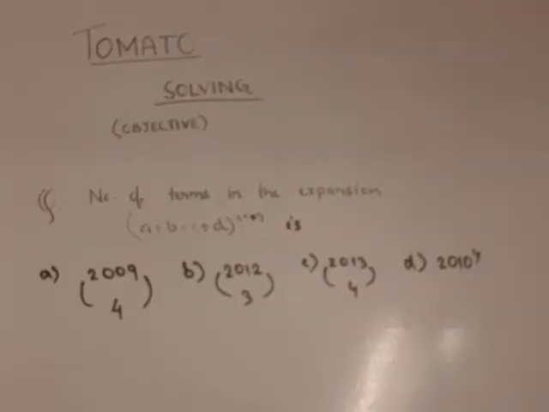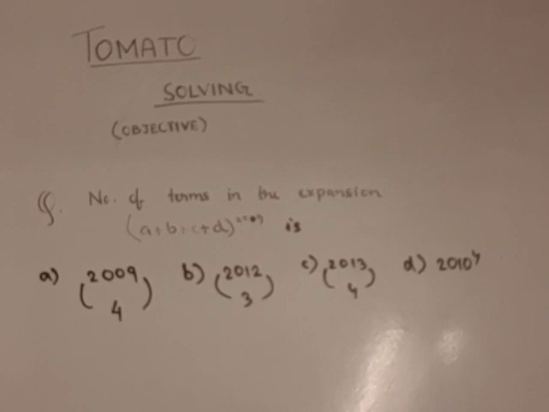So now it's time to get to our next problem of today. So this is the second problem for the day. It says: the number of terms in the expansion of (a plus b plus c plus d) to the power 2009. That is 2009, in case you are not getting it with the color contrast. Option A, 2009 C4; option B, 2012 C3; option C, 2013 C4; option D, 2010 to the power of 4. So I give you 2 minutes to solve this question, and please try it on your own first. Don't just leave it for the solution.